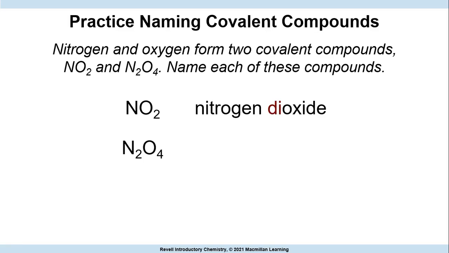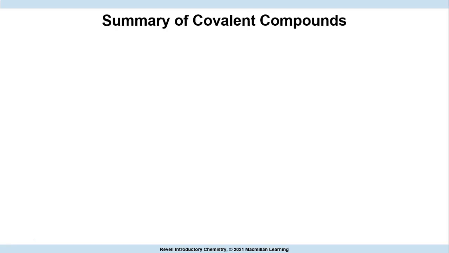The second compound is going to be dinitrogen. We have 2 of the nitrogens, dinitrogen, and we have 4 of the oxygens. And we said when the prefix ends in a vowel and the element begins with a vowel, we omit the A. So this is going to be dinitrogen tetroxide, not tetraoxide. Dinitrogen tetroxide.